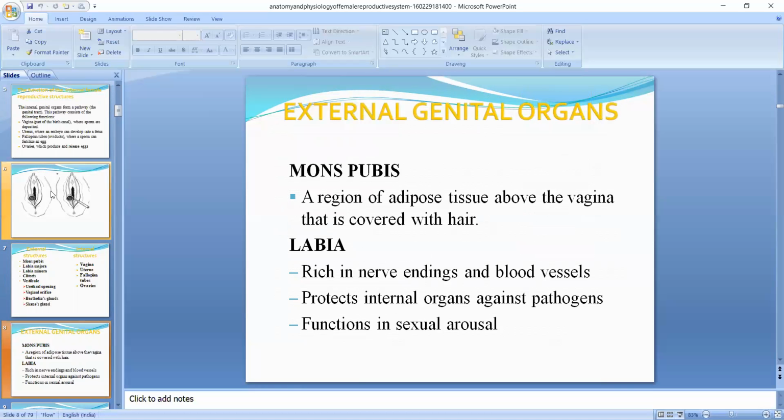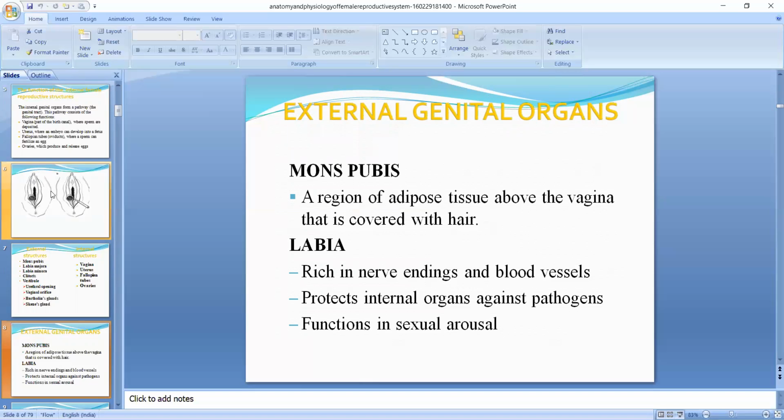Now we will study every structure of the external genitalia. First, we will study mons pubis. It is a region that consists of adipose tissue located above the vagina, and it is covered completely with hair, pubic hairs.